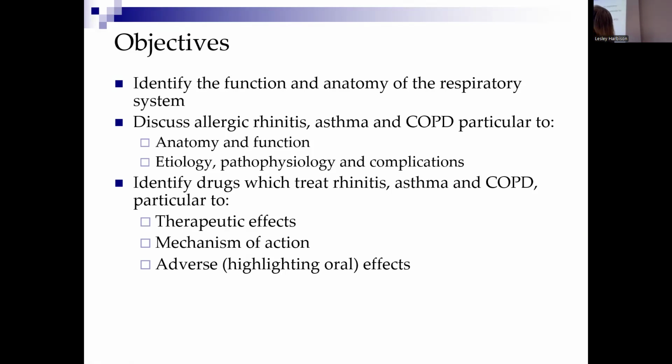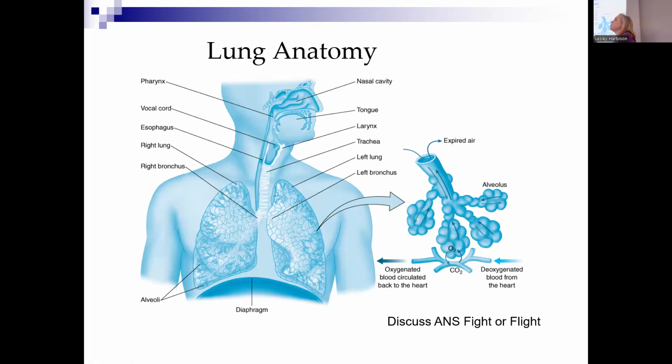So we'll talk a little bit about the anatomy around some of that stuff, the function, what happens with the disease, complications, and then the drugs that are associated: therapeutic effects, the mechanism of action, and then adverse effects. So you can start to get the rhythm of those being the main things you want to know about the drugs. What's it for? Sometimes categories or subcategories, mechanism of action and effects.